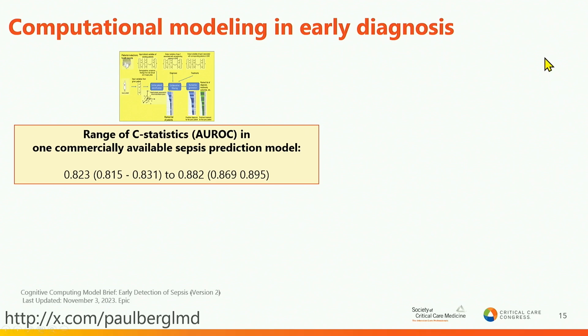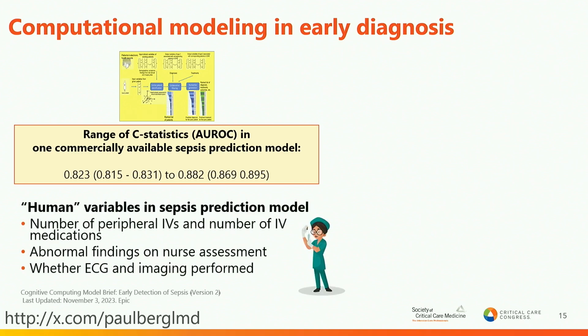However, if you go into the white paper that this EHR company publishes and look at the variables they're including, it's a lot of human cognition going into it. So human variables in their sepsis prediction model include the number of peripheral IVs the patient received, the number of IV medications that have been ordered, abnormal findings on nursing assessment, and whether ECG or imaging has been performed. In other words, it's just picking up on clues that we as clinicians are worried about this patient and are doing more to this patient to identify them as septic.